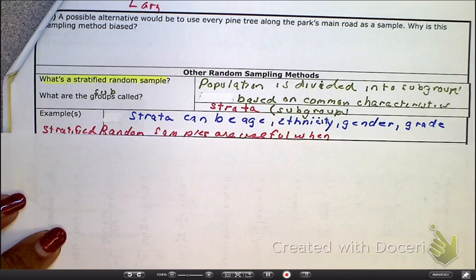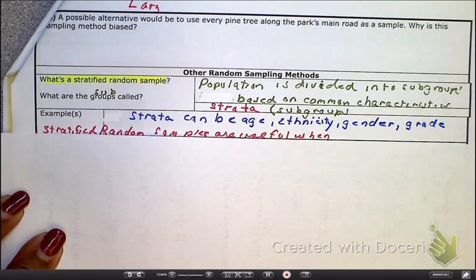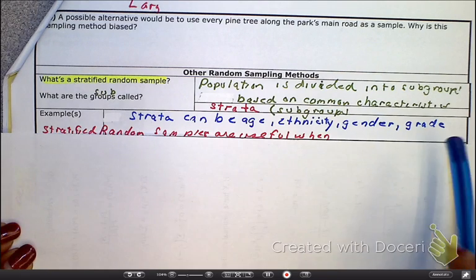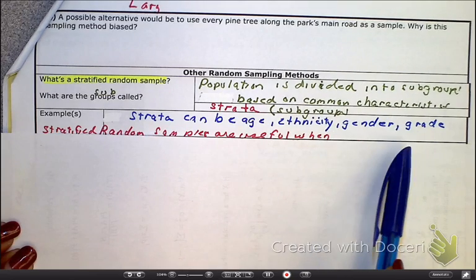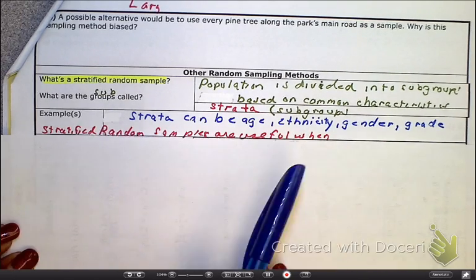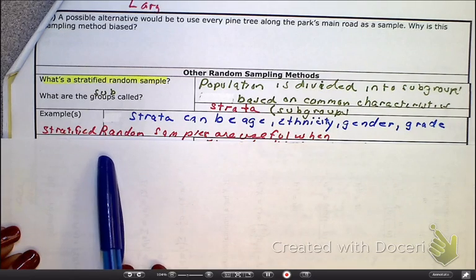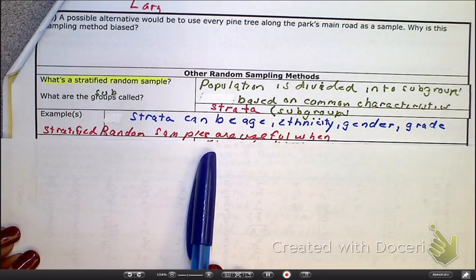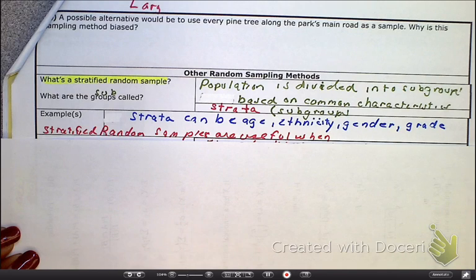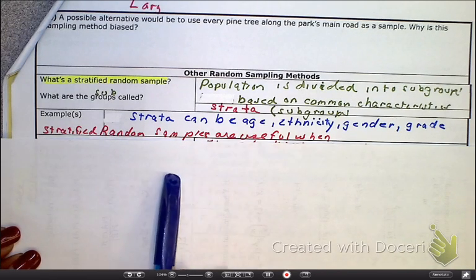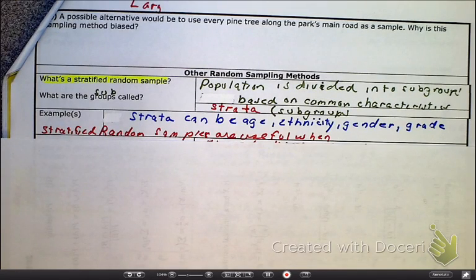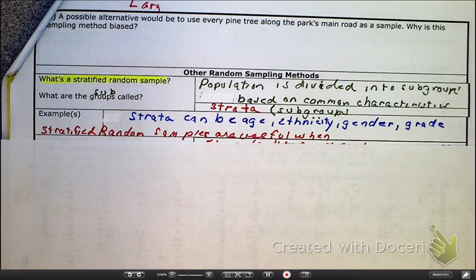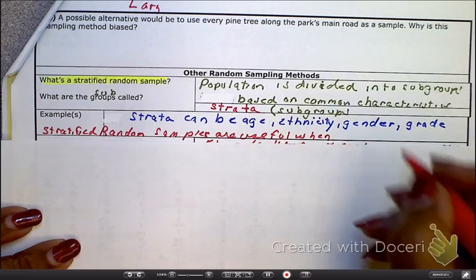Now, I just gave you one example, but I also want you to recognize here a strata can be separated based on age, ethnicity, gender. We just did grade. And after you've stratified, again, you have to randomly select out of the strata. Stratifications are useful when you want to compare subgroups.